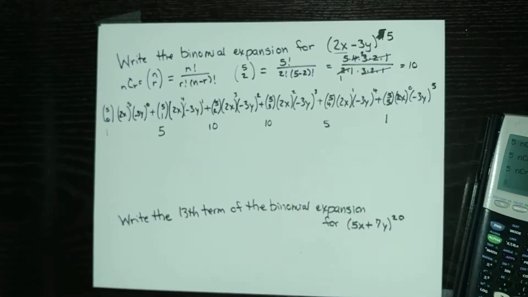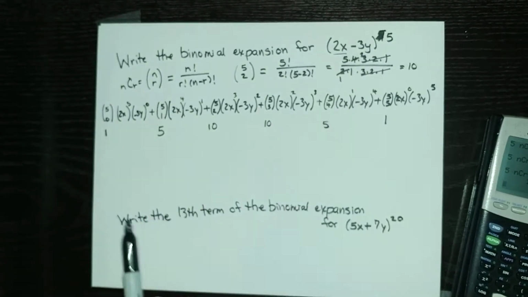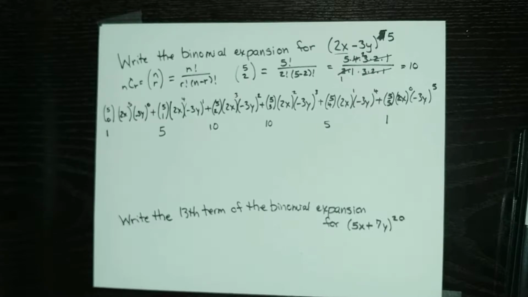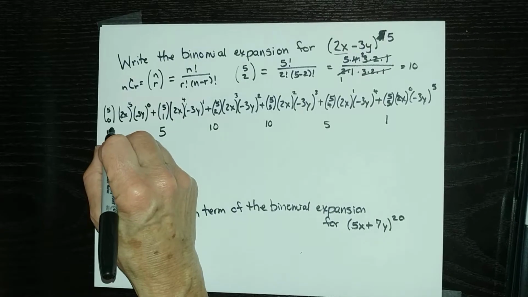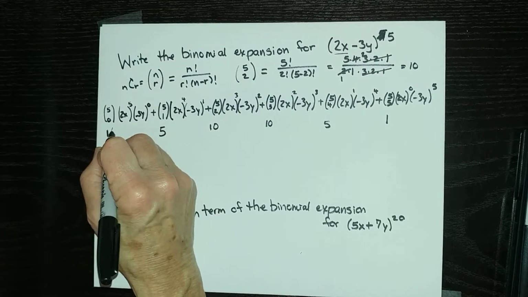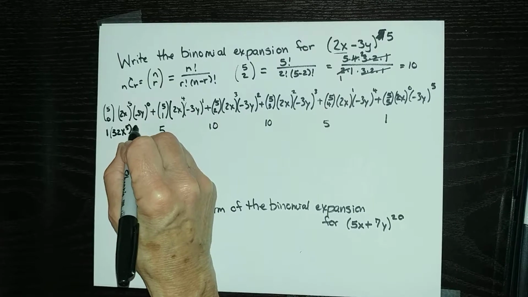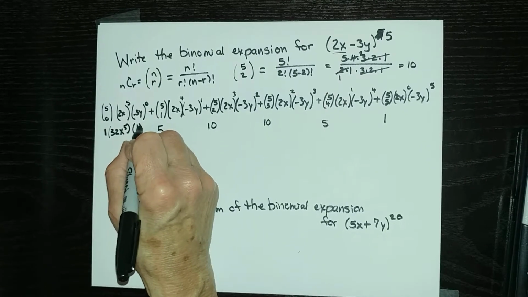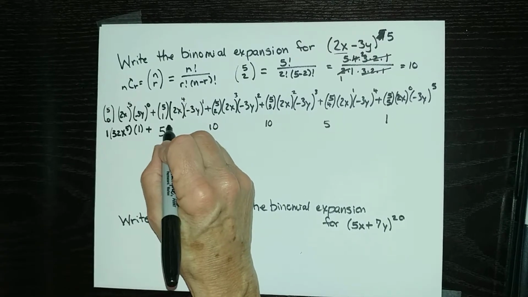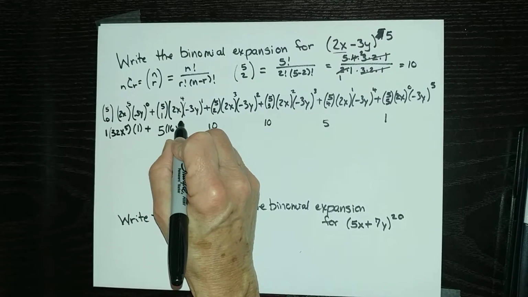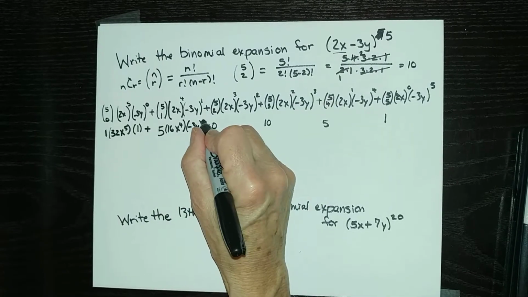If you weren't sure, you could go through the same thing. You could either hand calculate it using this or continue to use your calculator to find the terms. And this is going to be 2x raised to the 5th power, which is 2 to the 5th power, which is a 32, x to the 5th power. And then negative 3 to the 0 is a 1, plus. The coefficient is 5. 2 to the 4th power is 16. X to the 4th power is x to the 4th, times negative 3y to the 1st power is negative 3y.